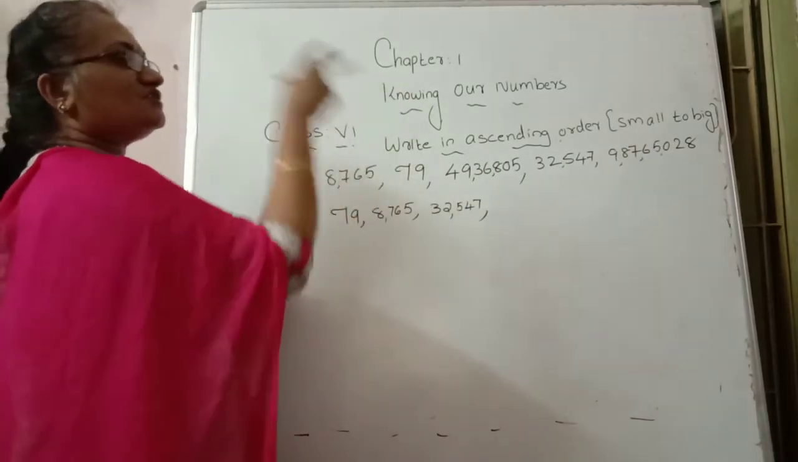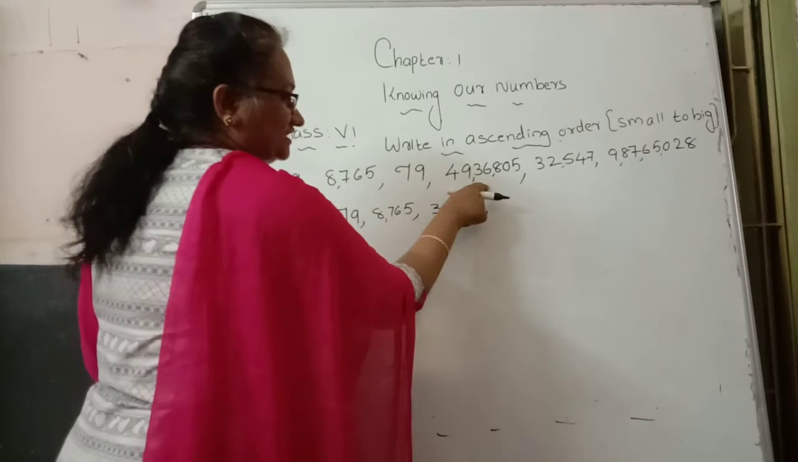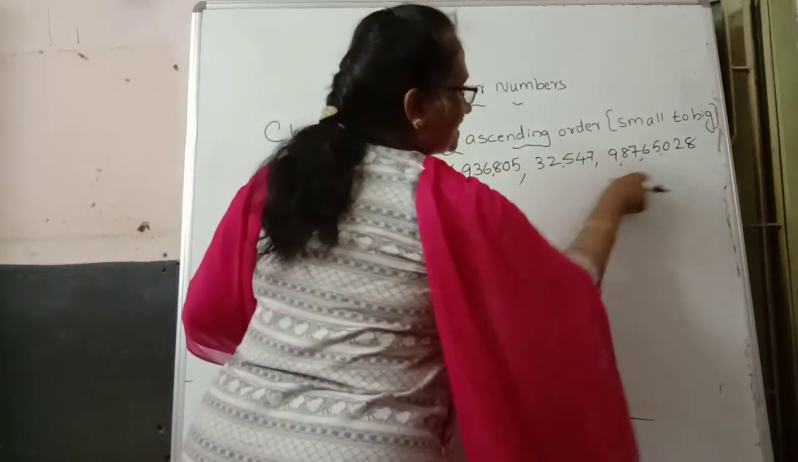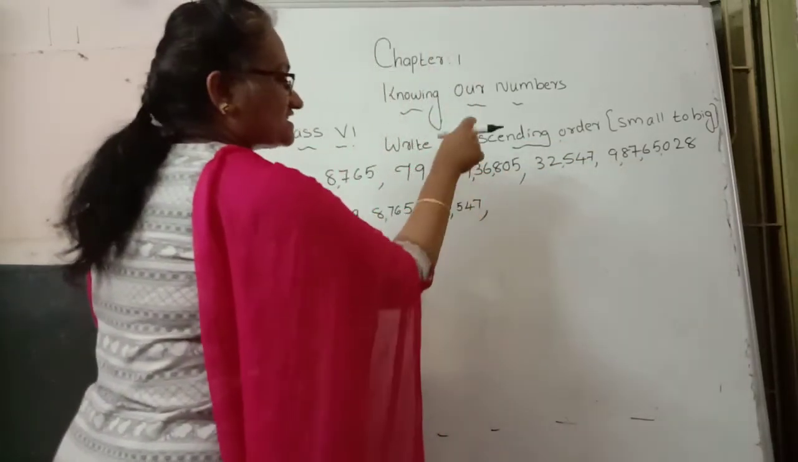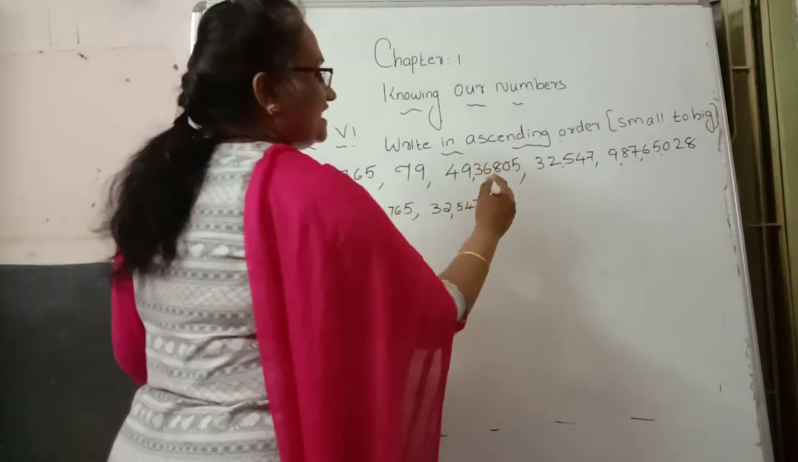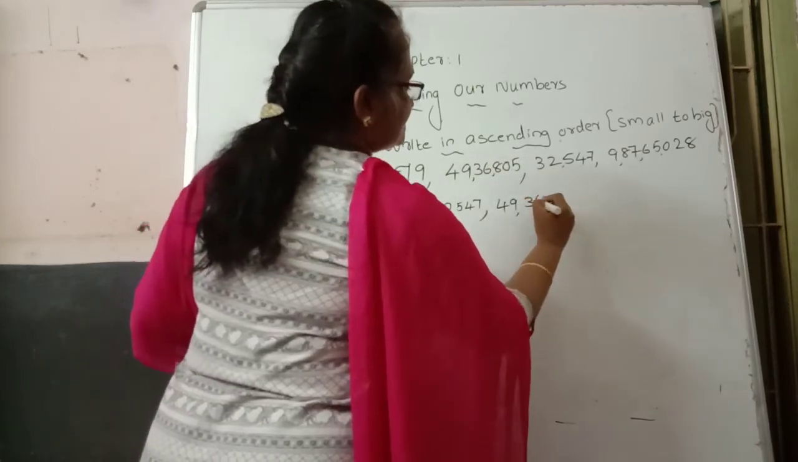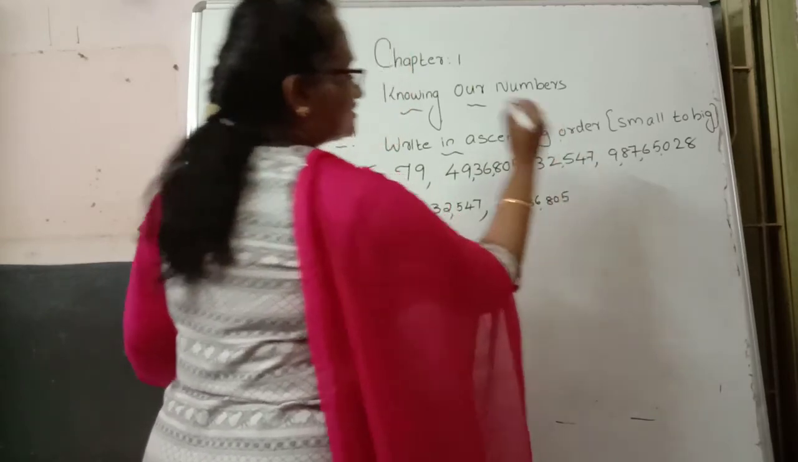In that two numbers, which is the smaller number? This is how many digit number? 7 digit number. This is how many digit number? 8 digit number. That's why 7 digit number next we write. Afterwards, lastly we write. So 49 lakh 36,805, right, in the first.